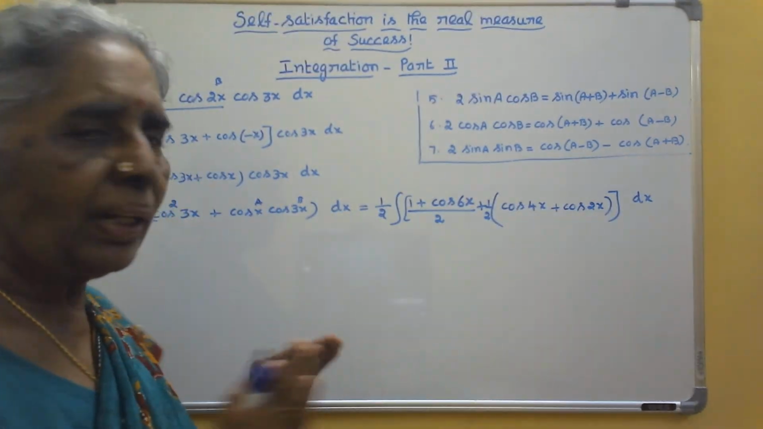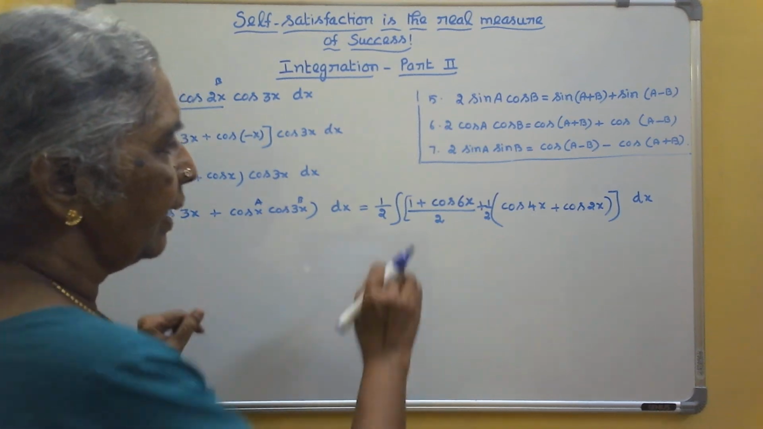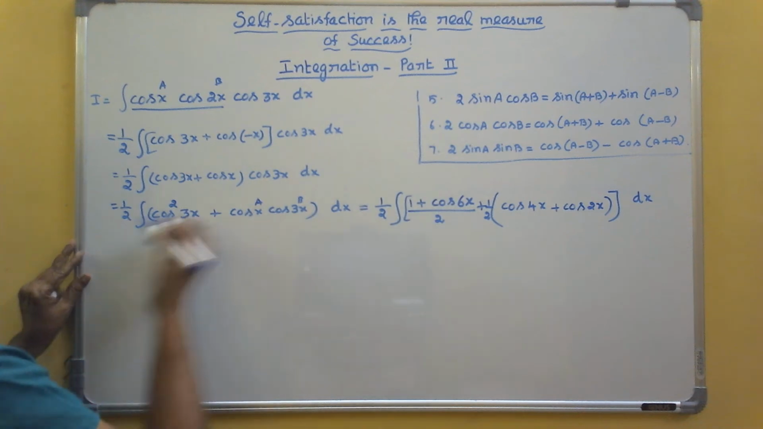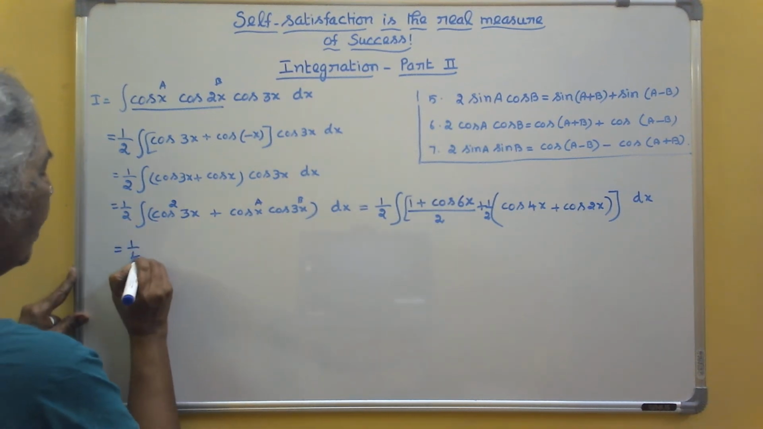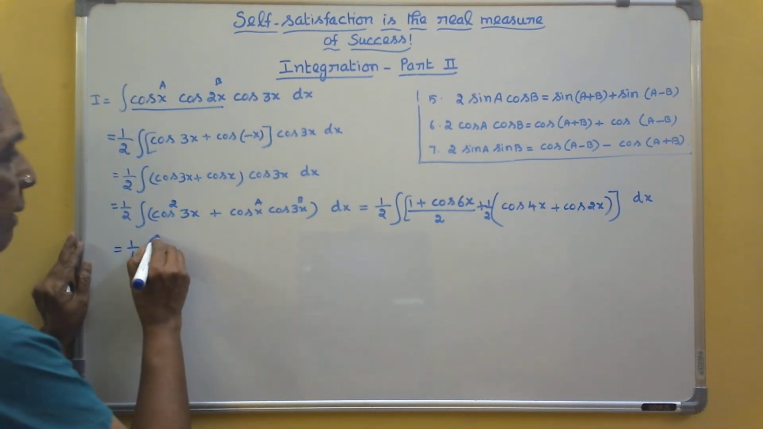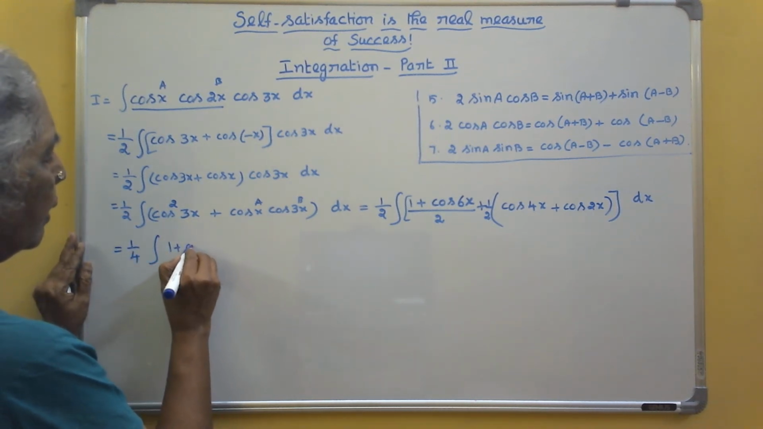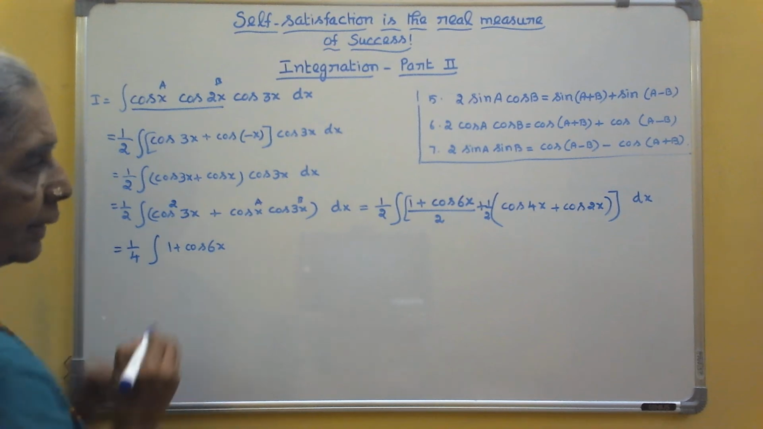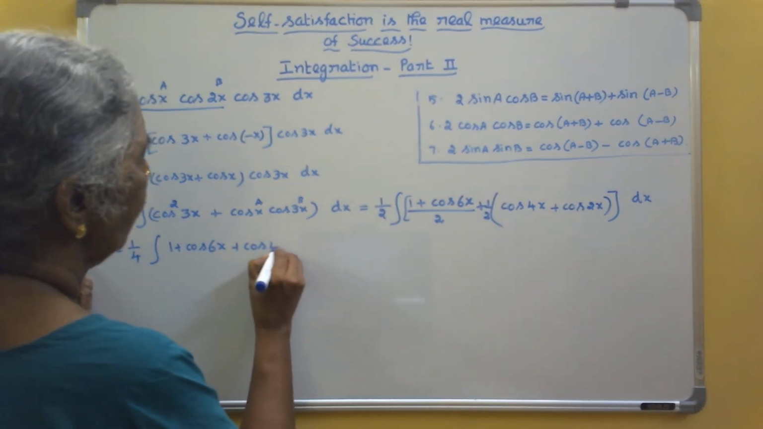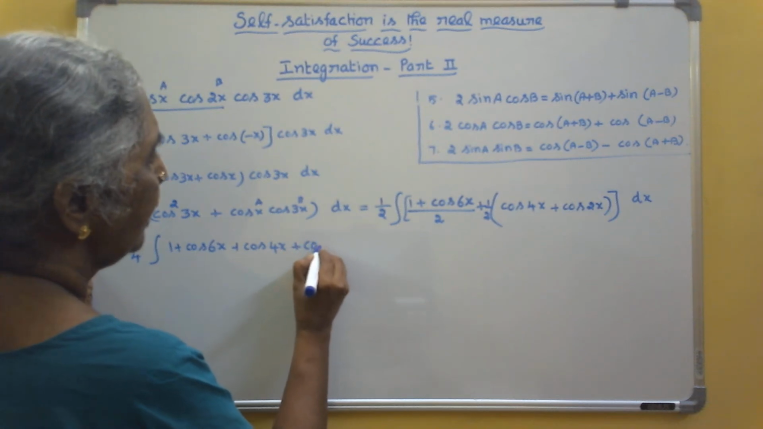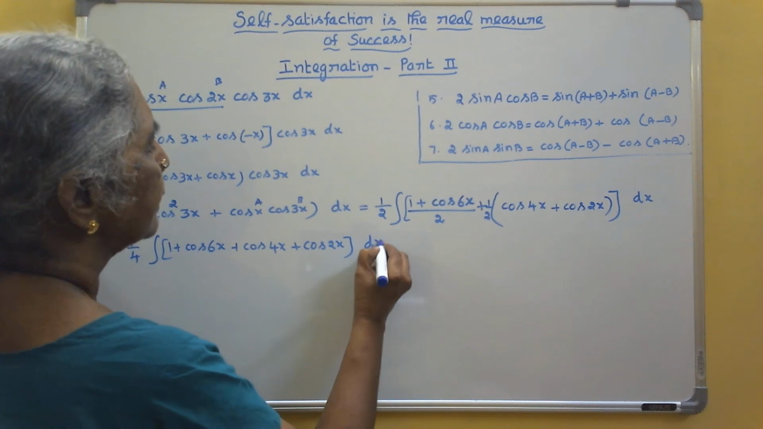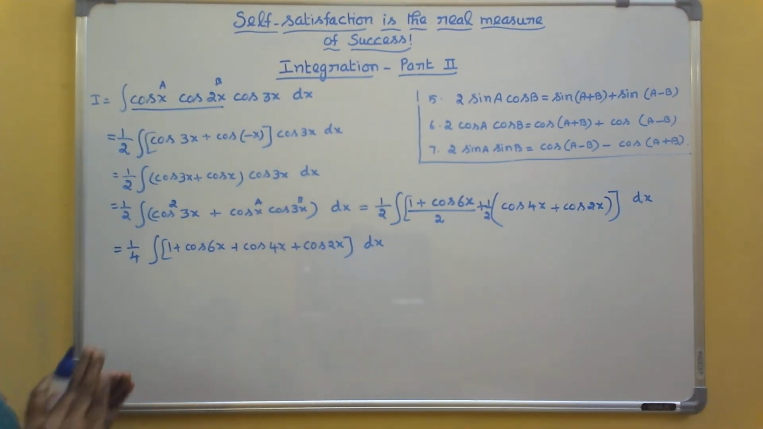Let us properly arrange this before integrating. I have 1/2 for these two terms. So that 1/2 I can take out. So I will get 1/4 out. Do you follow? Then integral, I will write 1 plus cos 6x. Okay? Then I am having cos 4x. Then I am having cos 2x. Then dx. Right? Now everything is in order.